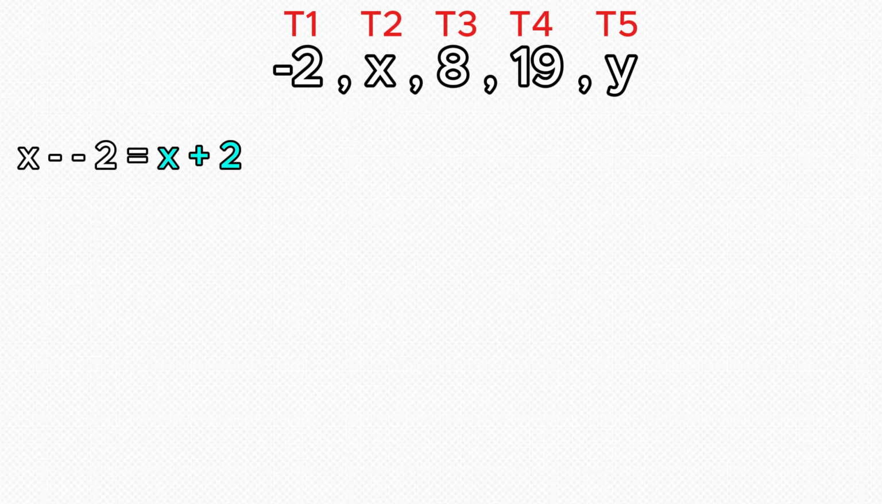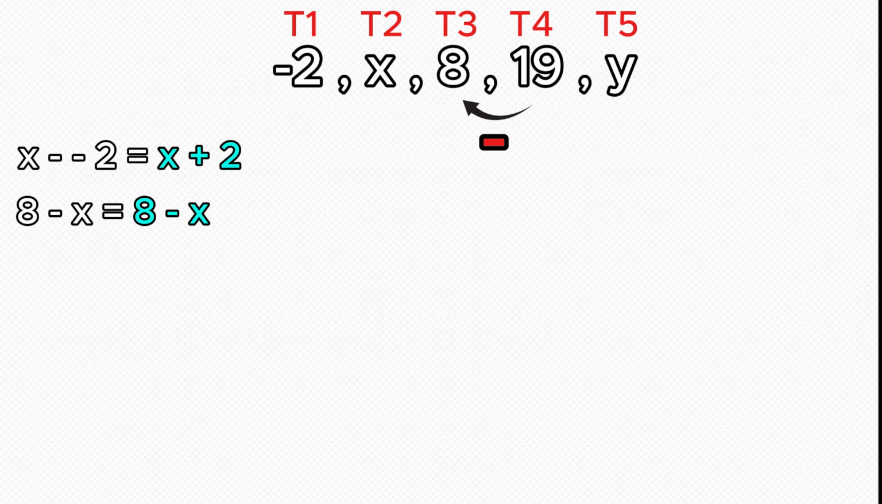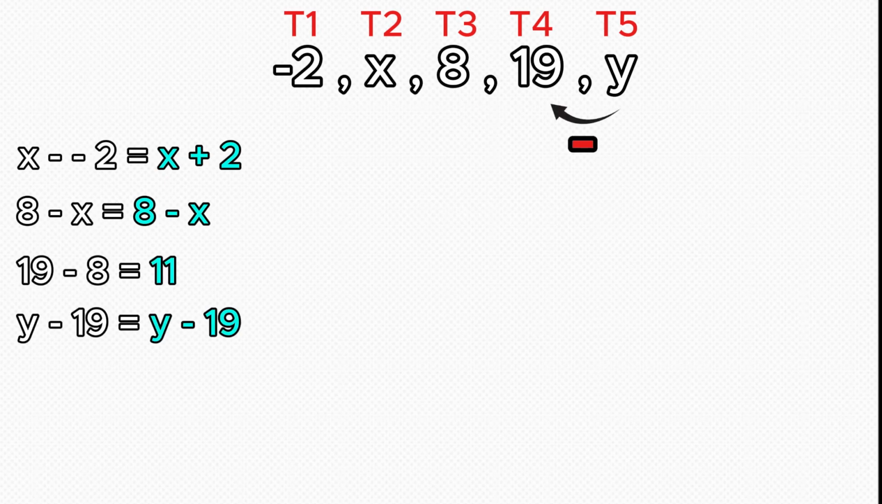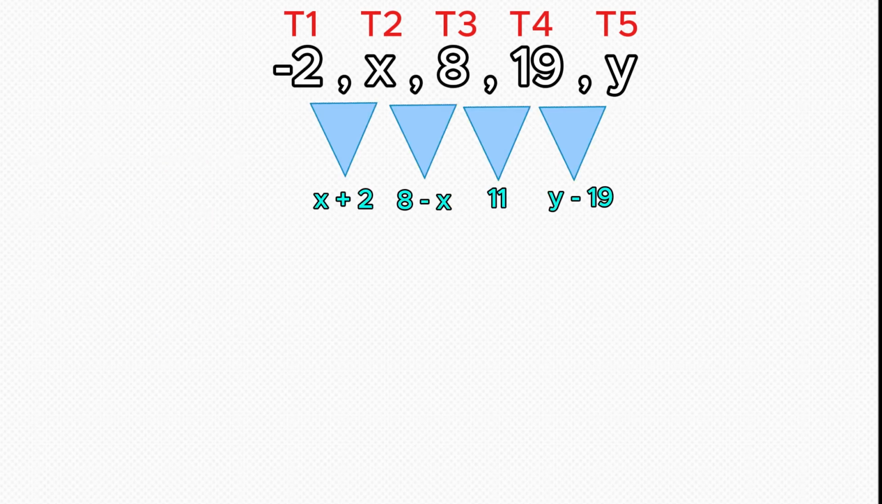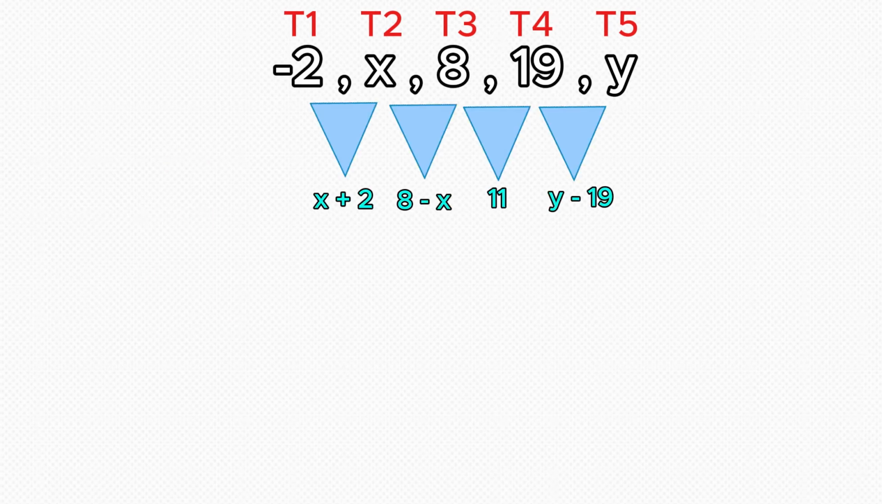Next, we calculate the rest of the first differences. t3 minus t2 equals 8 minus x, t4 minus t3 equals 19 minus 8 equals 11, and t5 minus t4 equals y minus 19. Now that we have all the first differences, we move on to the second differences, which are always constant in a quadratic pattern. To find them, we subtract each first difference from the next.